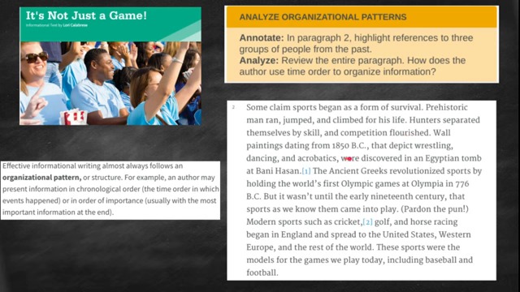Wall paintings dating from 1850 BC. Okay, so this should be our starting point, and now we should be going in chronological order. That depict wrestling, dancing, and acrobatics were discovered in an Egyptian tomb at Bani Hassan. The ancient Greeks revolutionized sports by holding the world's first Olympic Games in Olympia in 776 BC.